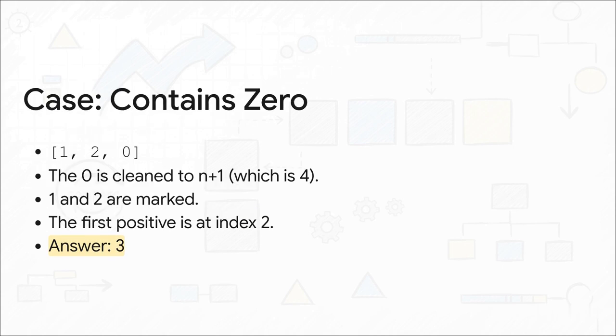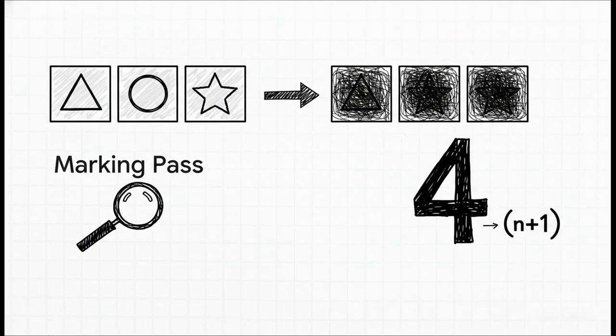No problem. Our cleanup step was made for this. With an array like 1, 2, 0, that 0 is just junk. It gets replaced with n plus 1, which is 4. Then, we mark that we've seen 1 and 2, which turns indices 0 and 1 negative. The first positive number we find in our final scan is at index 2, so the answer is 3. Works perfect.